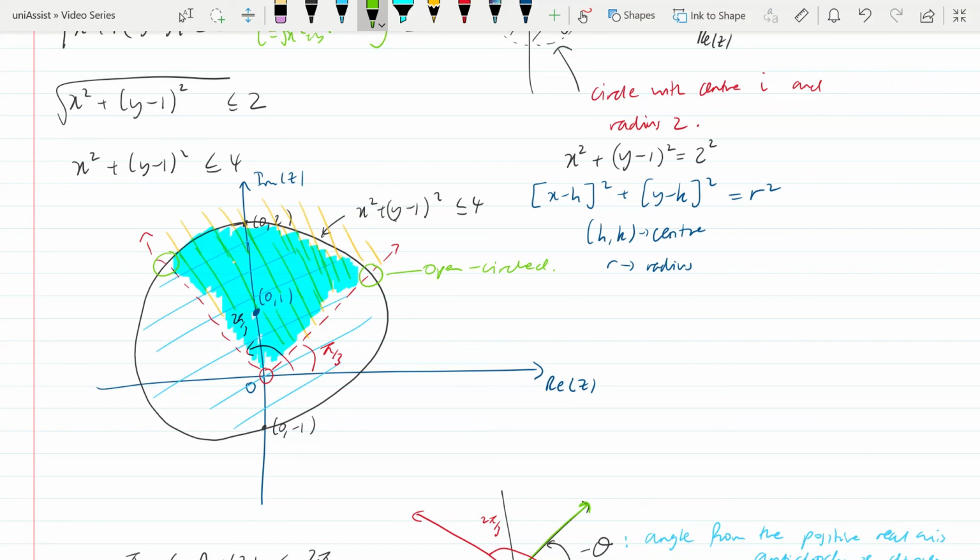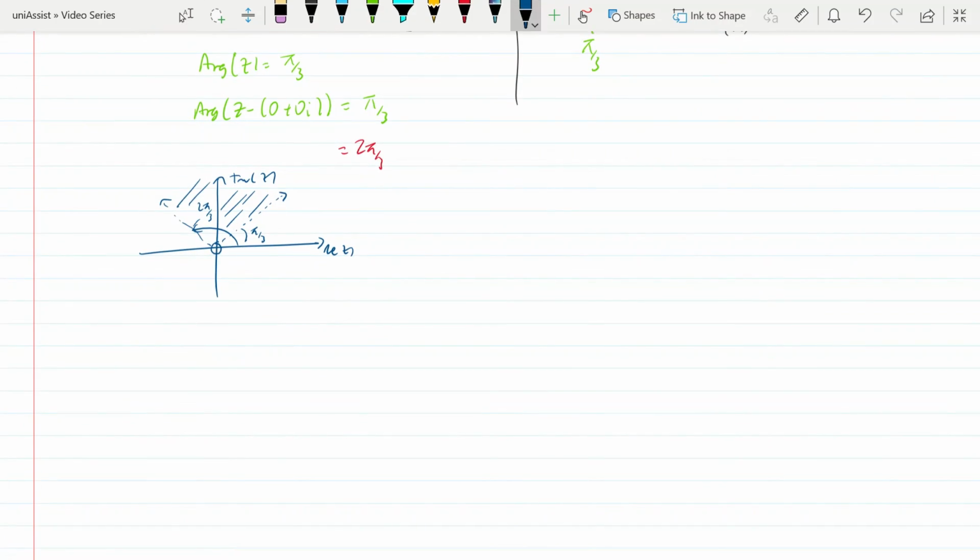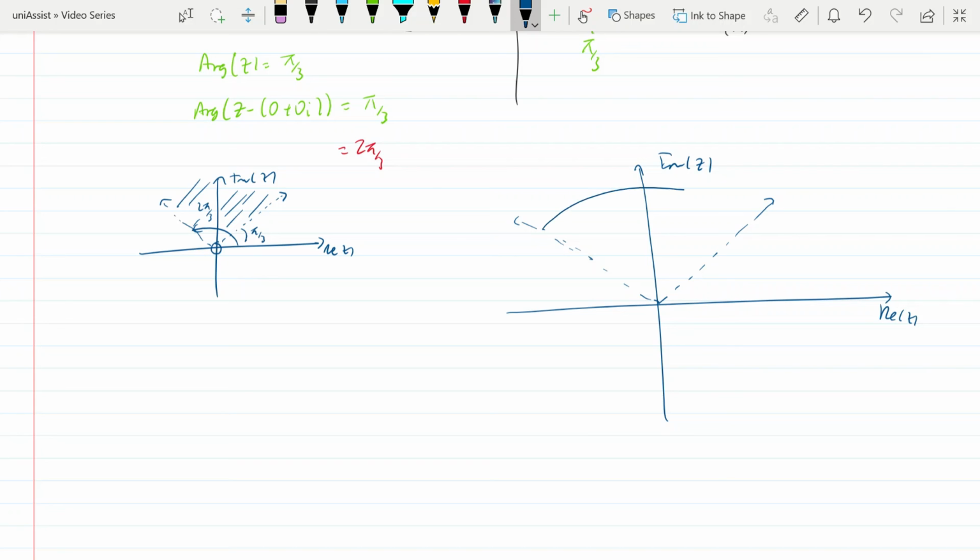So if we were to give a final answer combining everything we've just done, we would have this as the solution. We would have the pi on 3, 2 pi on 3, and then we would have a sector from that circle. This is 0, 2, this is pi on 3, and this is 2 pi on 3. So our answer would be the region inside here, excluding the boundaries.